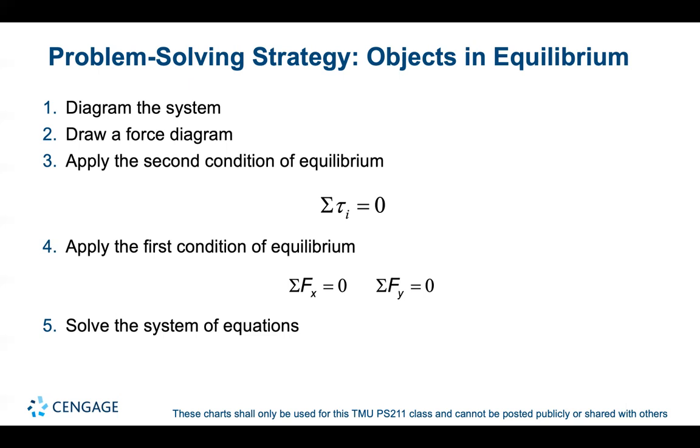Number three, apply the second condition of equilibrium. This condition yields a single equation for each object of interest. If the axis of rotation has been carefully chosen, the equation often has only one unknown and can be solved immediately. So number four, apply the first condition of equilibrium. This yields two more equations per object of interest. And number five, solve the system of equations for each object. The two conditions of equilibrium yield three equations, so usually with three unknowns, and thus we can solve by substitution.